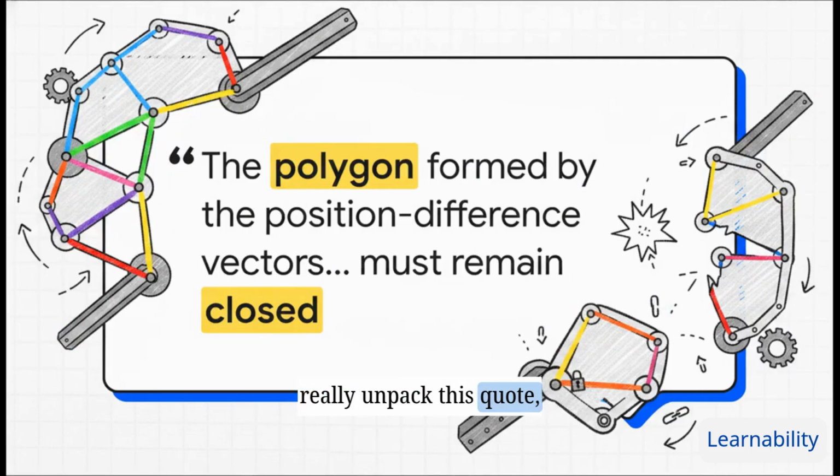Let's really unpack this quote, because the stakes here are incredibly high. The polygon formed by the position difference vectors must remain closed. If this loop closure math isn't perfectly precise, your simulated machine won't just move a little bit wrong. No, the software will mathematically tear the joints apart. Or worse, your physical prototype will instantly lock up and snap.